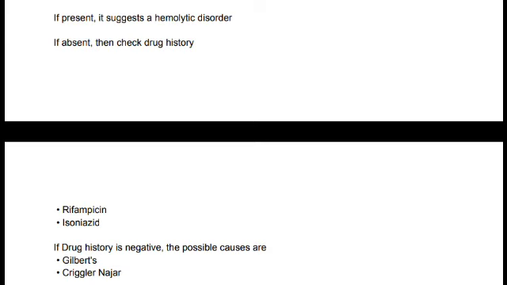If the markers of hemolysis are not present, then you have to check the drug history and look for usage of drugs such as rifampicin or probenecid. And if the drug history is also negative, then the possible causes would be Crigler-Najjar syndrome or Gilbert syndrome.